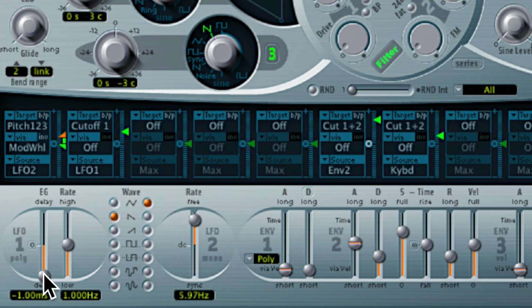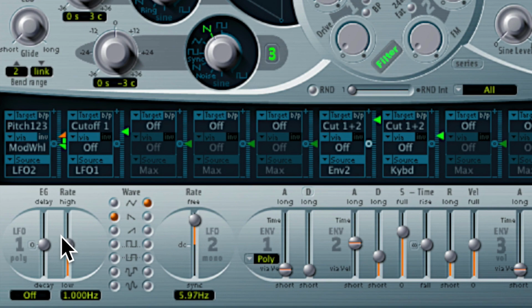And we can go into negative territory here. Or we can just reset that so there's no decay at all. The LFO is in full effect right from the start. Excellent.